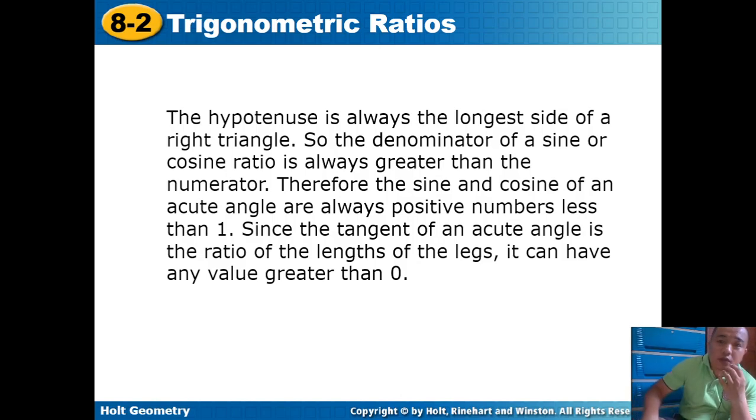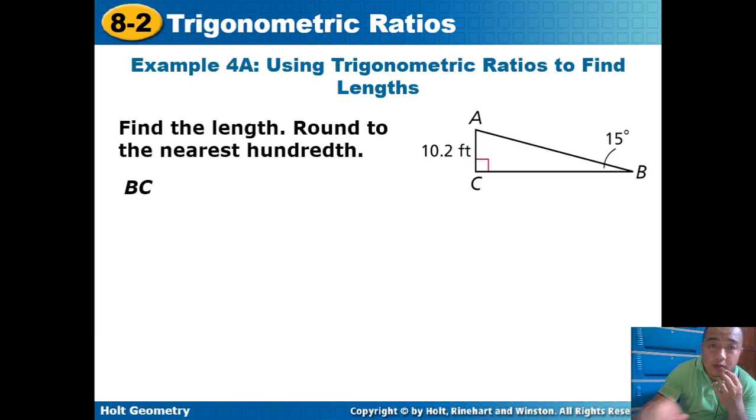So the hypotenuse is always the longest side of a right triangle. That's true. So the denominator of a sine or cosine ratio is always greater than the numerator. Therefore, the sine and cosine of an acute angle are always positive numbers less than 1. Since the tangent of an acute angle is the ratio of the lengths of the legs, it can have any value greater than 0.